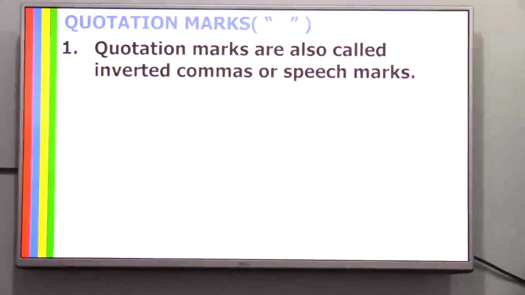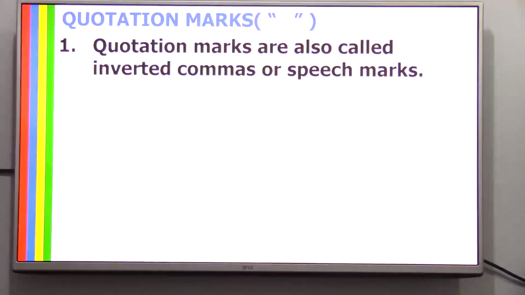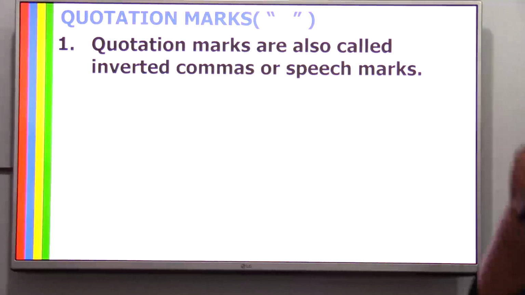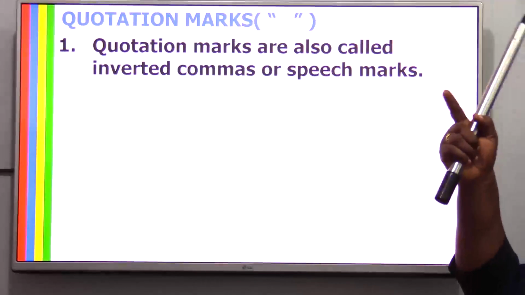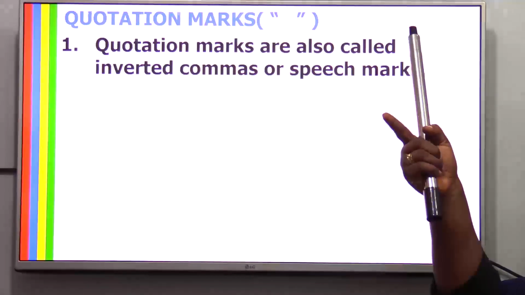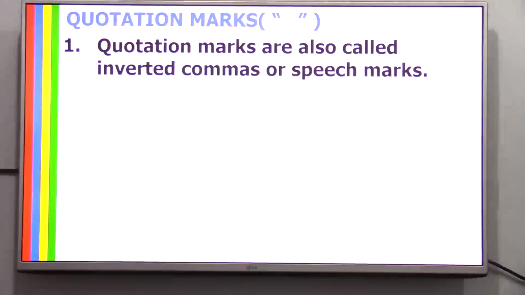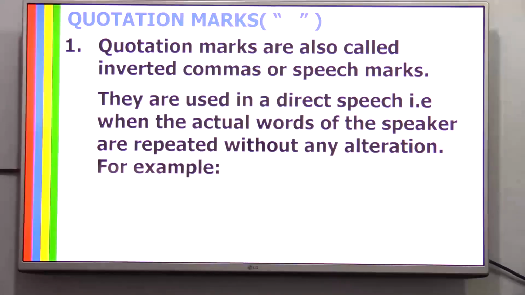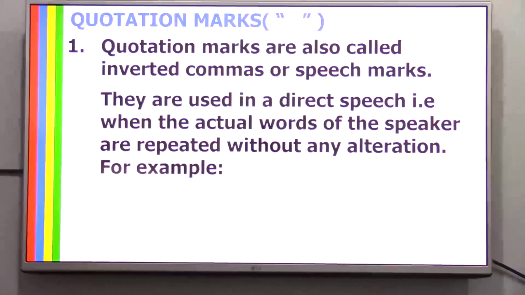Quotation marks. When we're talking about quotation marks, it's like when you have a comma not written on the line, but written above the line. But instead of just a single one, we have it in two. One is facing this side, and the other one is facing the second side. That is quotation marks. Quotation marks are also called inverted commas or speech marks.